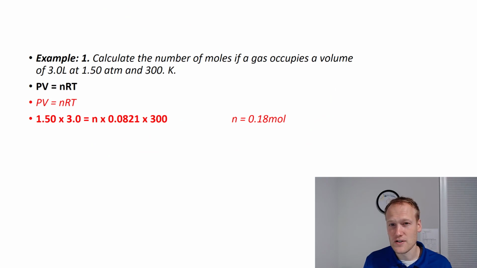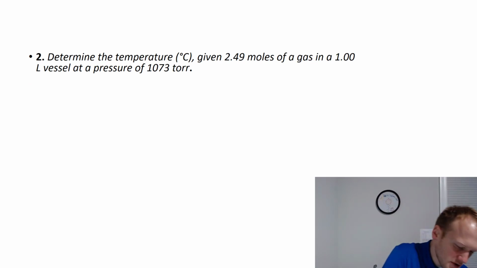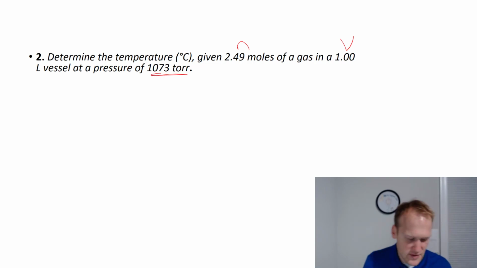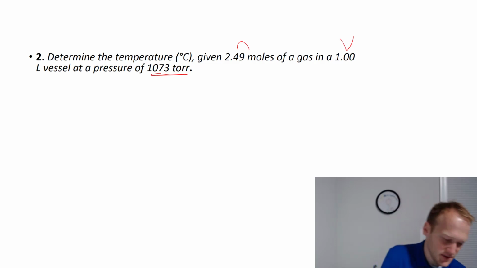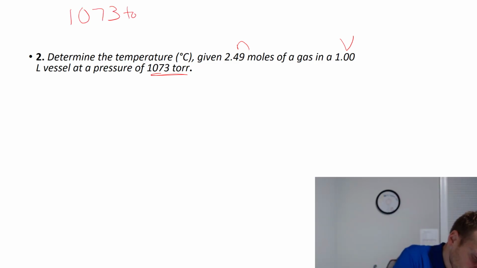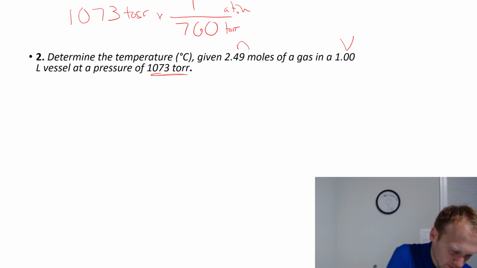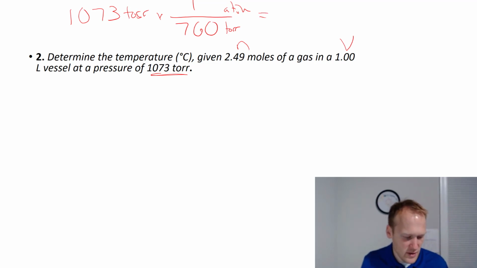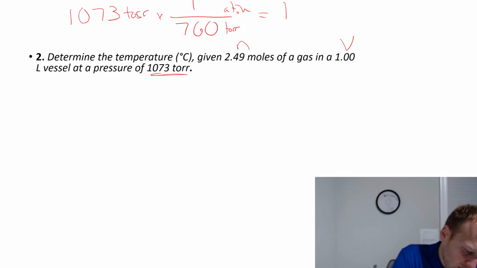Just like our earlier equations, identify the variables, plug them in, come up with an answer. Here's another problem. You can see here we're given moles, we're also given volume, but the pressure is in 1073 torr. We have to get torr to atmospheres. So the first equation we're going to do, we're going to put torr on the bottom and atmospheres on the top. 1 atmosphere equals 760 torr. So we're going to divide 1073 by 760, and that gives us 1.41 atmospheres.